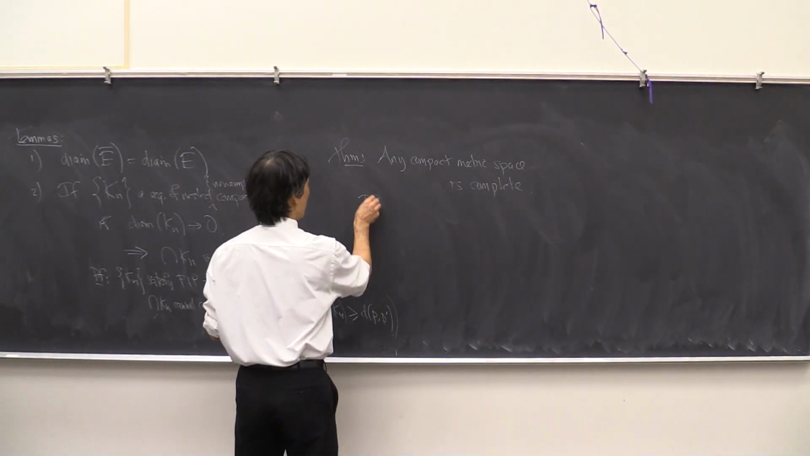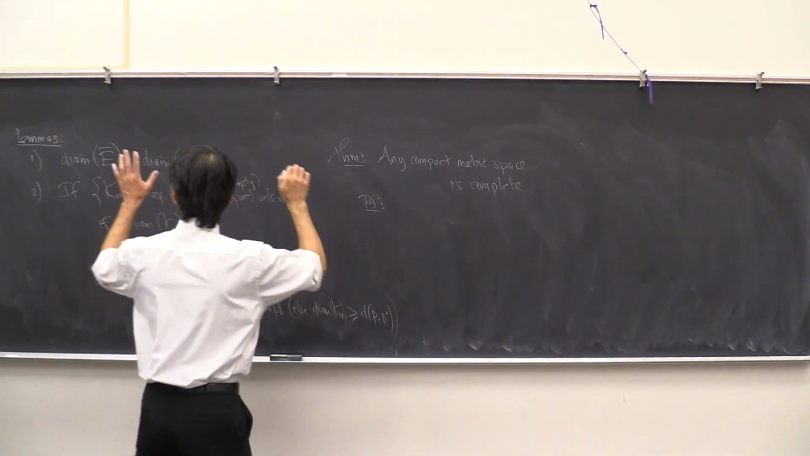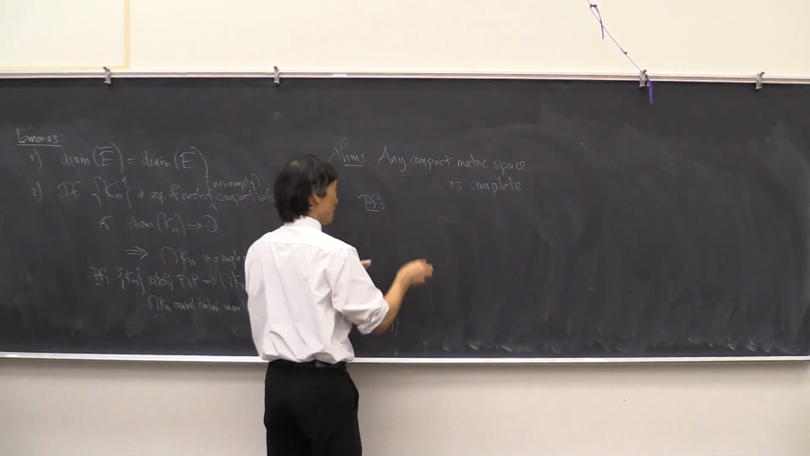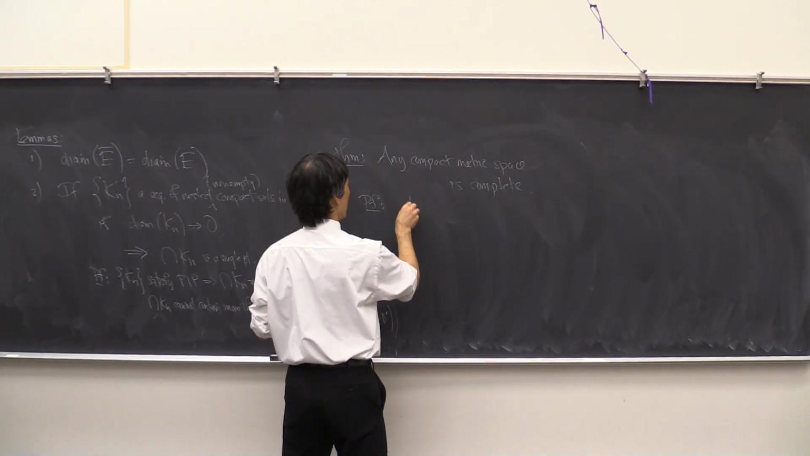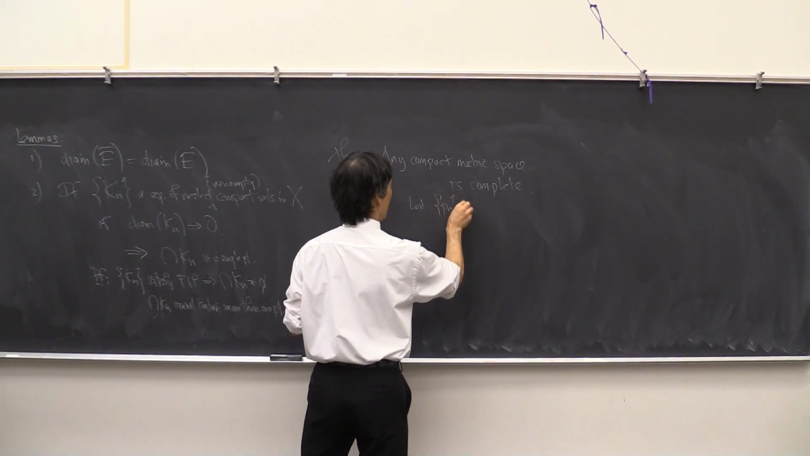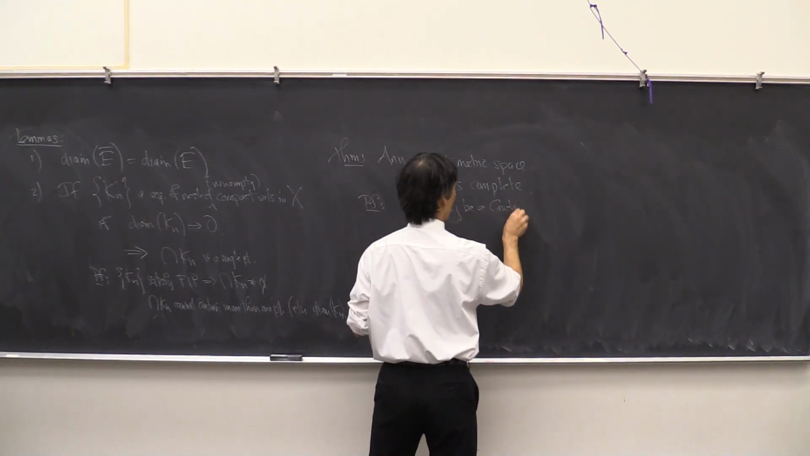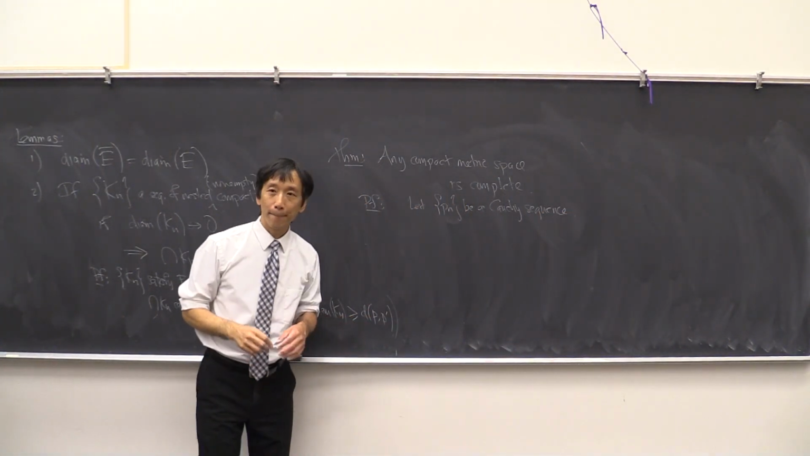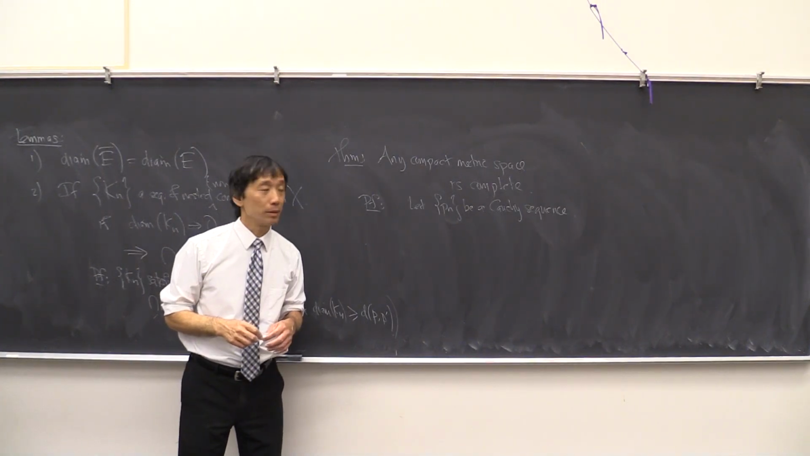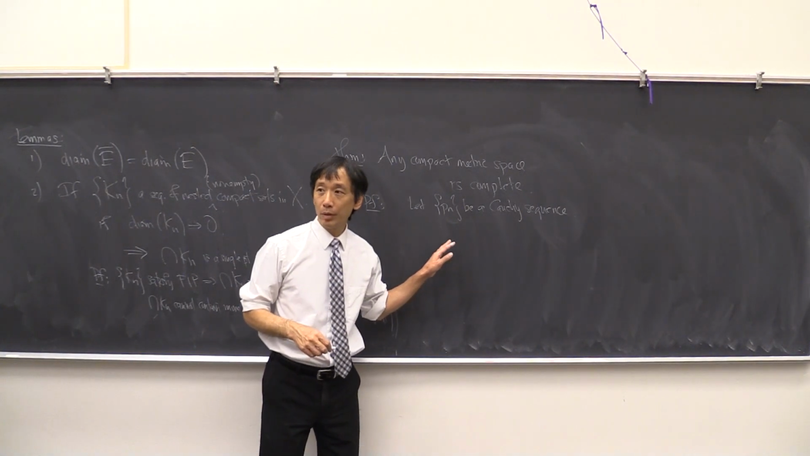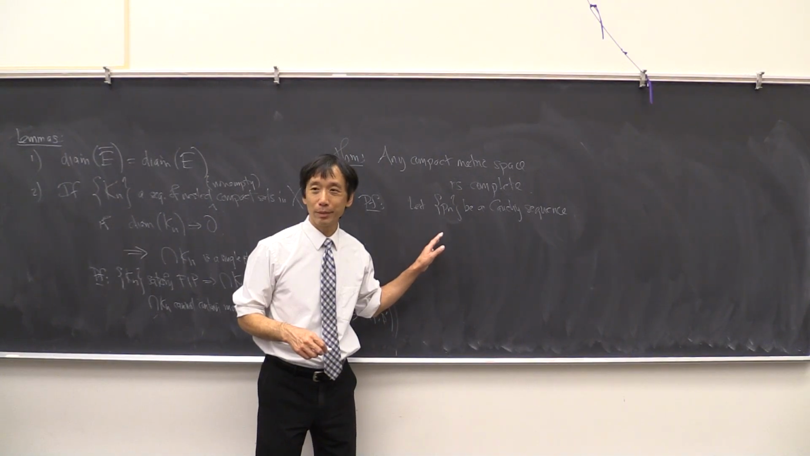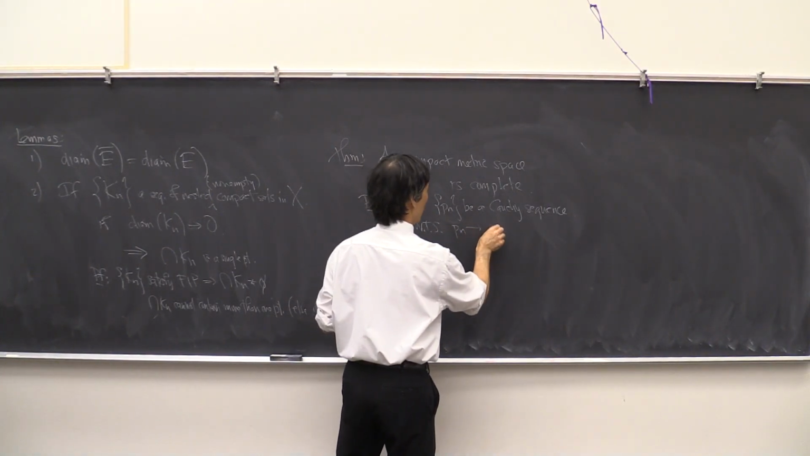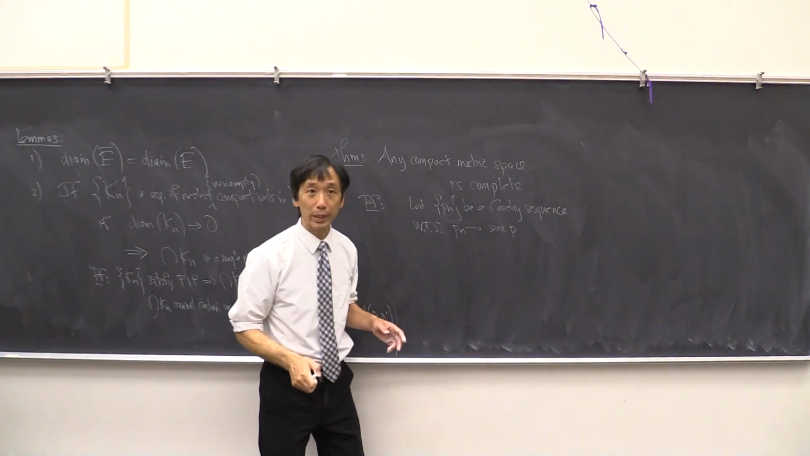Okay, so what's the proof? The lemmas will give us the proof. Let P sub n be a Cauchy sequence. What should we do next? We want to show that P sub n converges to some value P. How are we going to get that value P?